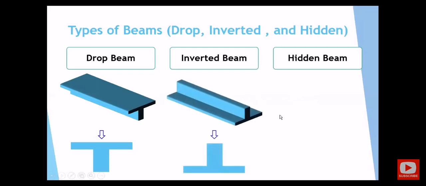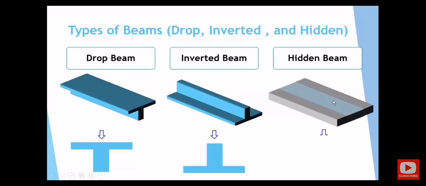Also, you may see something called inverted beams. What is an inverted beam? An inverted beam is when the slab is at the bottom of the beam. Still, the beam is supporting the slab, but the slab in this case is at the bottom of the beam. You may see this type at roof plans when you want the roof to be smooth from the bottom. So sometimes you invert the beam and make it at the top. So we call this type an inverted beam.